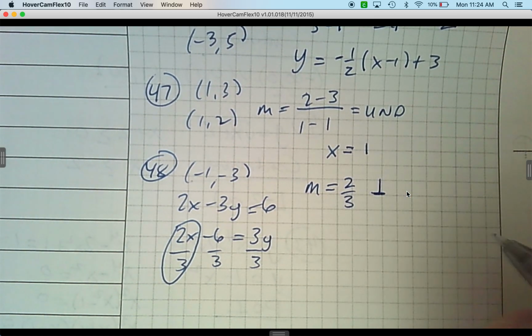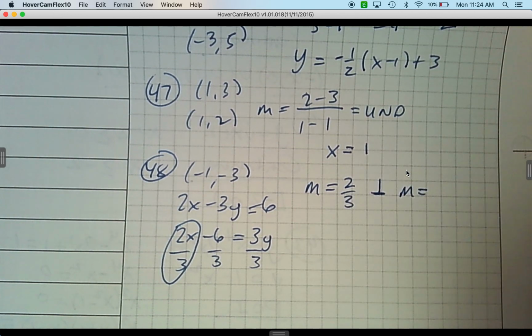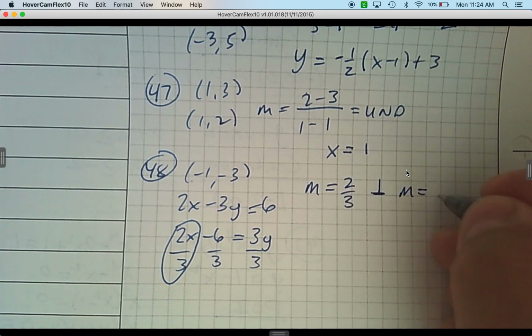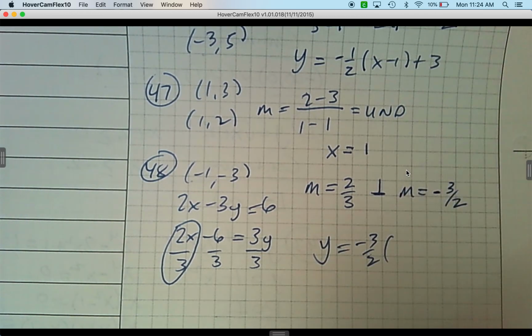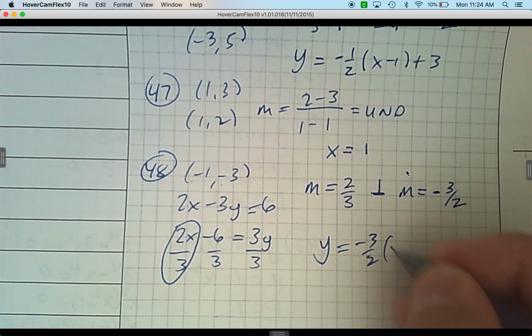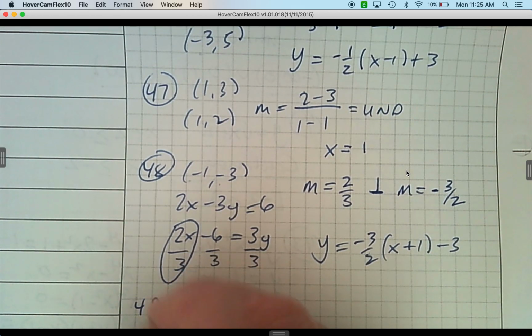The symbol for perpendicular is an upside down T. And what is the perpendicular slope to 2/3? Well, instead of positive, it's negative, and you do the reciprocal. So it's negative 3/2. So we're going to write down negative 3 over 2. Then take the point and go x plus 1, and then subtract 3. And it's over. 49.